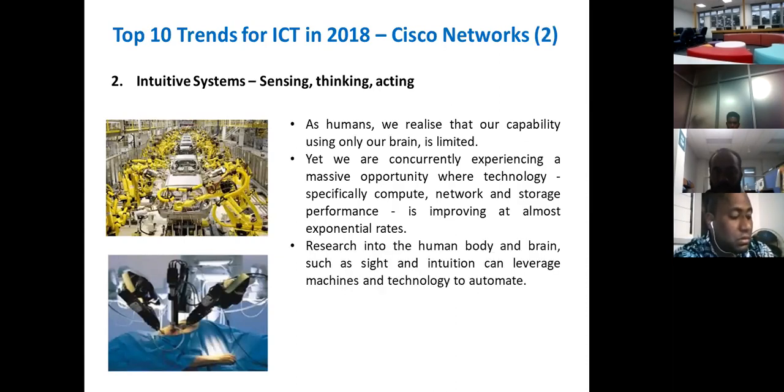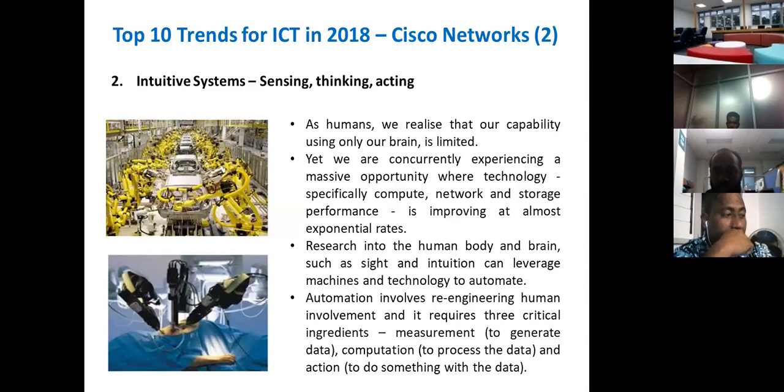I have touched on this in the last slide: the human body, brain, sight, intuition, touch, all the five senses can now be accessed with artificial intelligence, in rewiring of our nerves, or with the aid of sending external messages to our brain. And there is automation that is happening everywhere.